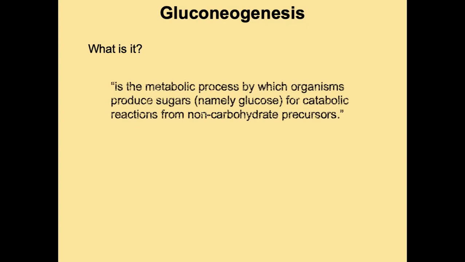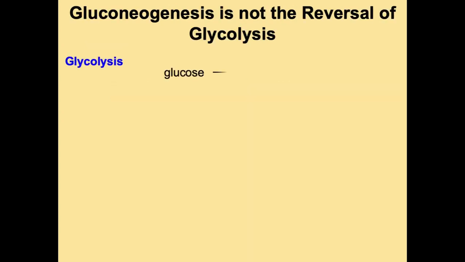So what is it? It is the metabolic process by which organisms will produce sugars, namely here glucose, for catabolic reactions from non-carbohydrate precursors. It's important to understand that gluconeogenesis is not simply the reversal of glycolysis. On paper they may look the same, but they are two distinct biochemical pathways.